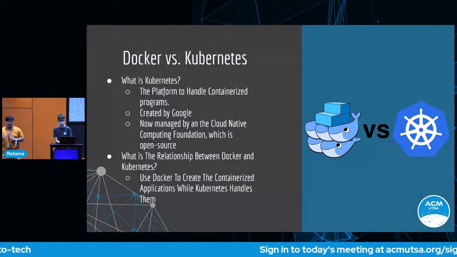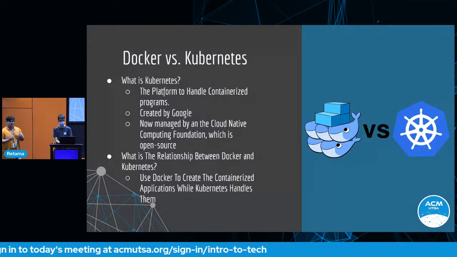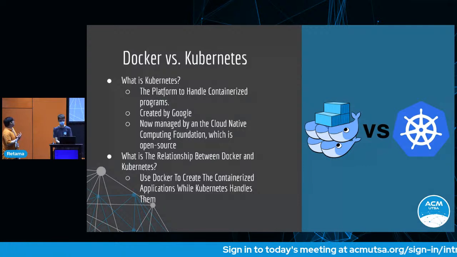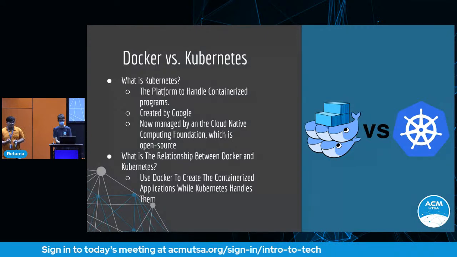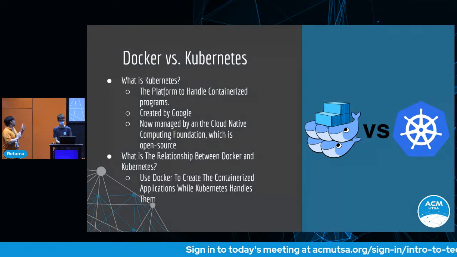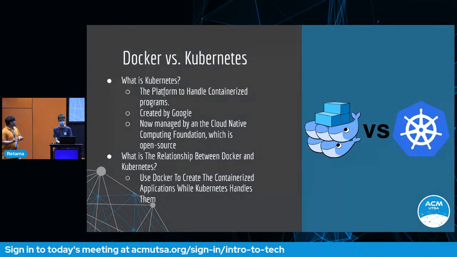You can think of that analogy as Kubernetes is the orchestrator platform that handles and manages Docker, whereas an orchestrator would handle the band to play the right notes at the right time, so that everything goes smoothly. Kubernetes is the platform to handle containerized programs, which are the programs that were built with Docker, because Docker uses Docker containers. And also Kubernetes, if you're curious about who created it, it was created by Google, but now it is managed by the Cloud Native Computing Foundation, and they are open source.